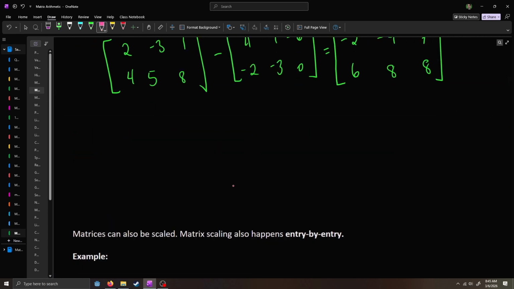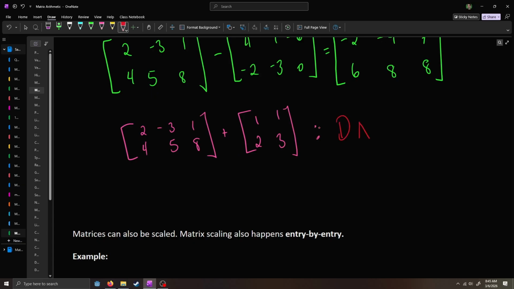However, if your matrices are not of exactly the same size and shape, they cannot be added or subtracted. So if I had, for example, a 2 by 3 matrix, which I was trying to add with a 2 by 2 matrix, this is not possible. There is a syntax error here. So we would say that this result does not exist, or DNE for short.